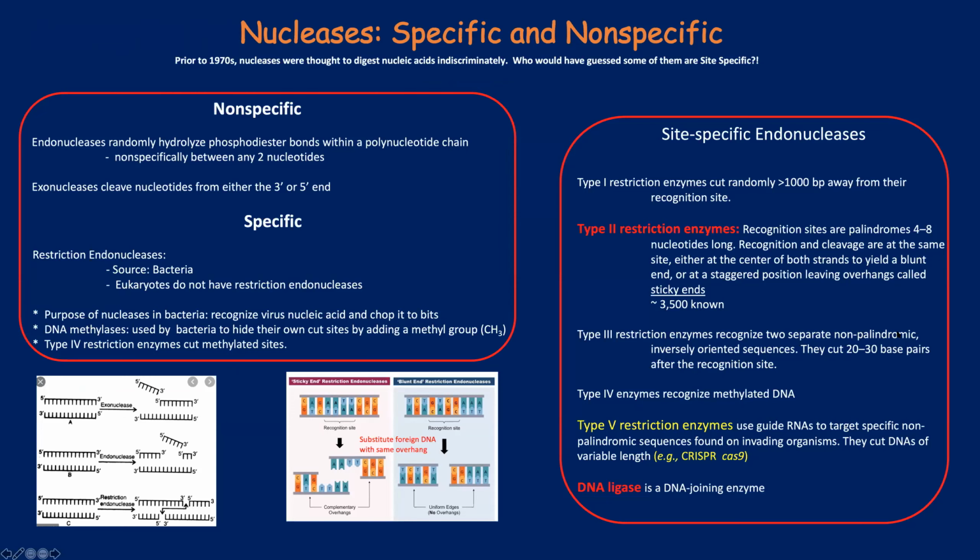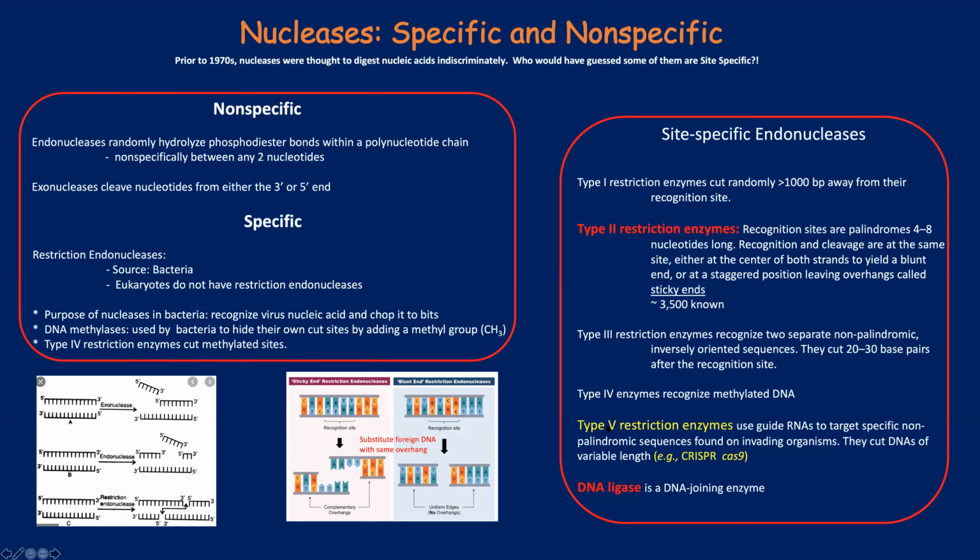Type 3 enzymes recognize separate non-palindromic inversely oriented sequences, and they don't cut at the recognition site. So they're of little value to molecular biologists. Type 4 enzymes cut methylated sites. As I said over here, DNA can methylate their own restriction sites, so they're not cut by their own enzymes, but type 4 enzymes will cut them.